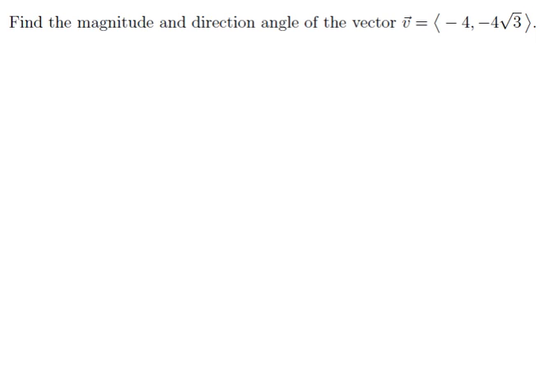Find the magnitude and the direction angle of the vector v with components -4 and -4 root 3. Let's start off by working on the magnitude first.